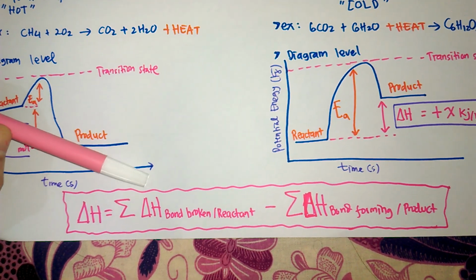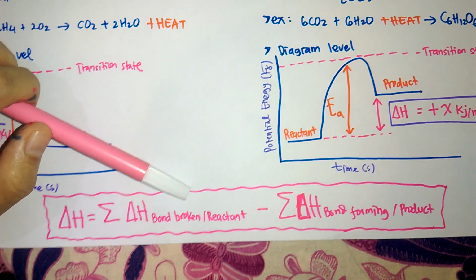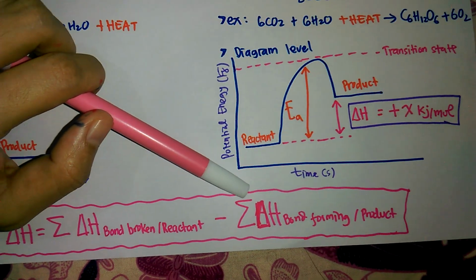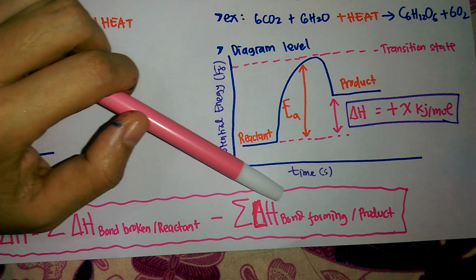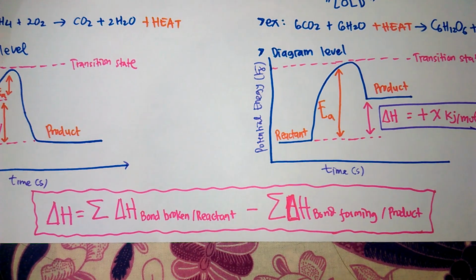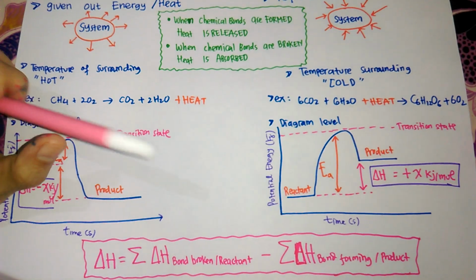This is the general formula for the calculation of enthalpy change. The sum of enthalpy change of bonds broken, which usually happens in the reactant, minus the sum of enthalpy change in the bonds forming, or in the product. So for the calculation, I'm going to teach you in the next video.